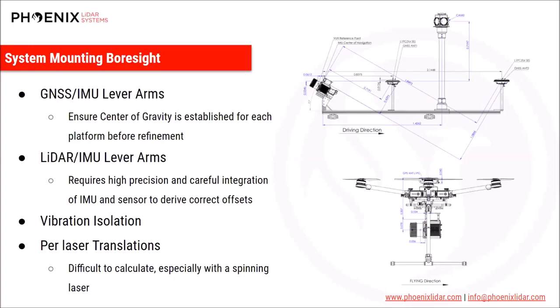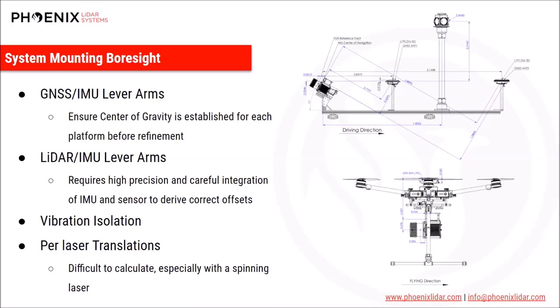Here at Phoenix LiDAR Systems, we carefully utilize CAD drawings to measure offsets and orientations to the L1 phase center, as well as the antenna reference points of our GNSS antennas, as well as the precise IMU center of navigation that is the basis for all of these measurements. So from simple details, or seemingly simple details, like ensuring the center of gravity is established for a given platform, the IMU to GNSS lever arm could change if that center of gravity is adjusted. So understanding that and overcoming that is essential.